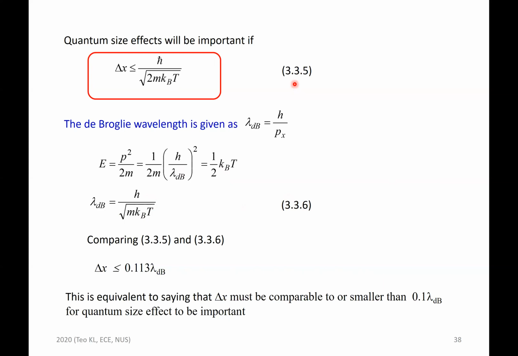size, the geometrical size in one direction of delta x, 3.35, we will realize that delta x can be expressed in terms of the de Broglie wavelength must be less than or equal to 0.113 multiplied by the de Broglie wavelength. So it's equivalent to say that delta x must be comparable or smaller than 0.1. Let's say we approximate this to be 0.1 of lambda. Then the quantum size effect becomes important.